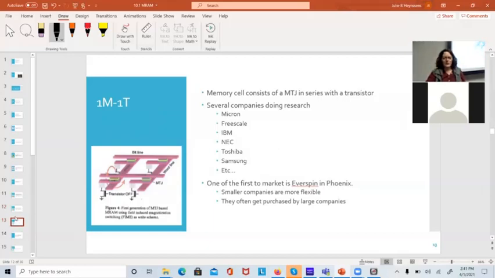Now this is the 1M, 1T cell. We have a magnetic tunneling junction, and it is going to be connected to a transistor that can be turned on or off. When we select that transistor, we're allowing current to flow, and we'll have a variable voltage up here on the output, on the bit line, depending upon what the resistance of that MTJ is.